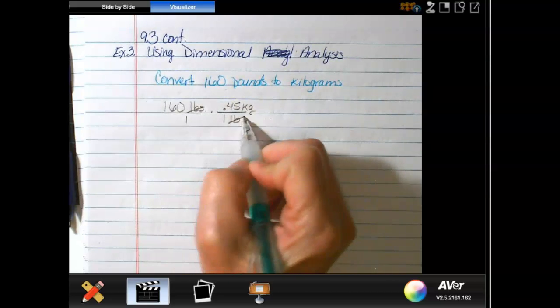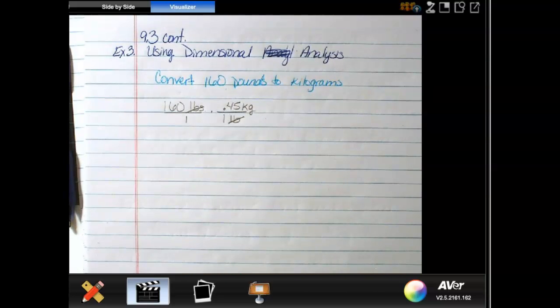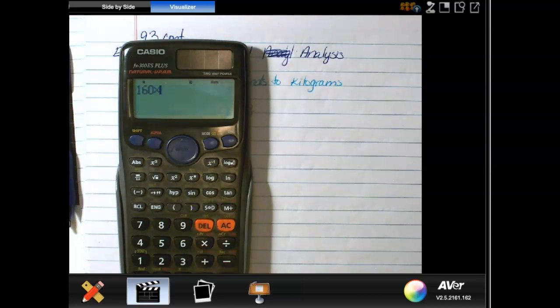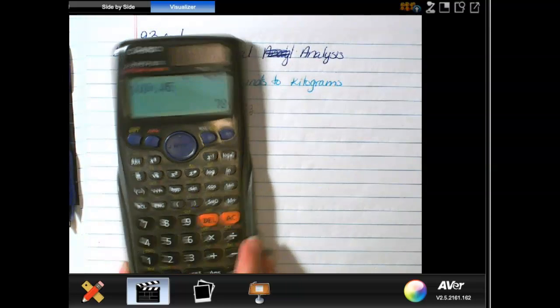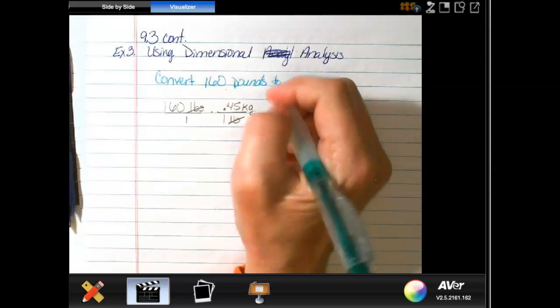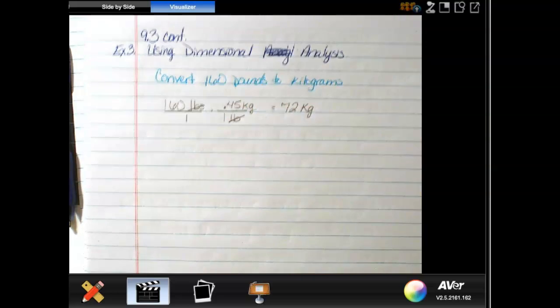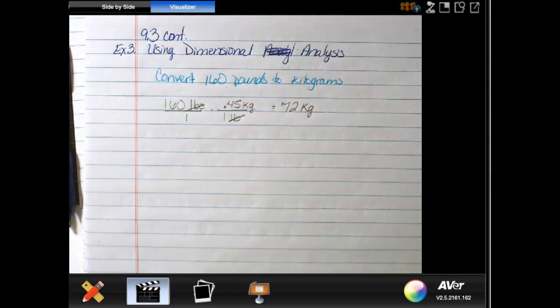Your pounds are going to cancel out. So you're going to multiply 160 times 0.45, and our number is 72. So this is equal to 72 kilograms. Sure hope this is making sense. The more we've done some of these conversions, hopefully they're getting easier as this chapter has gone on.